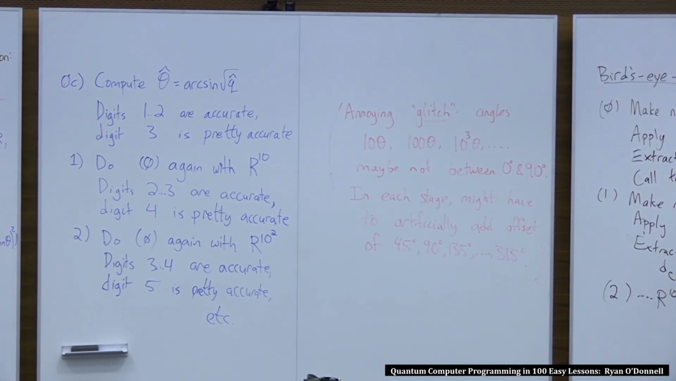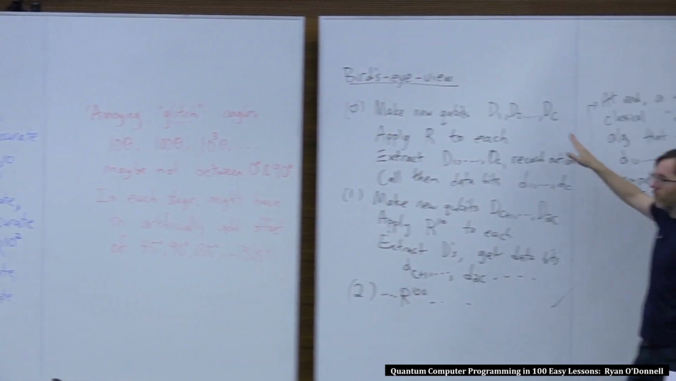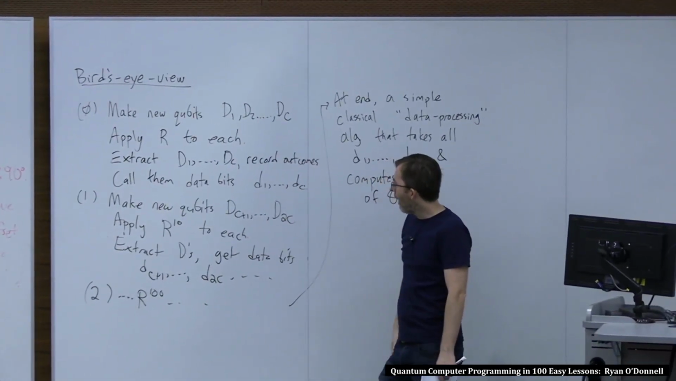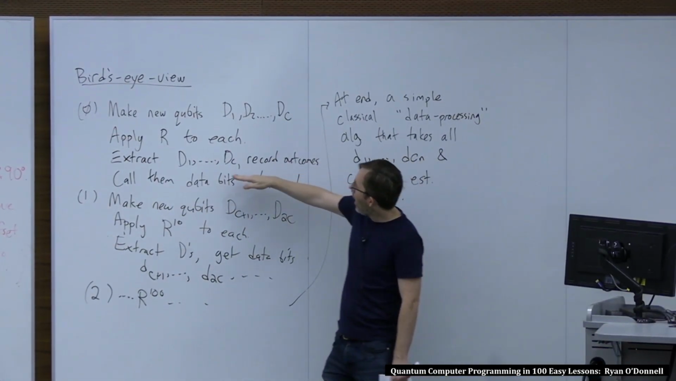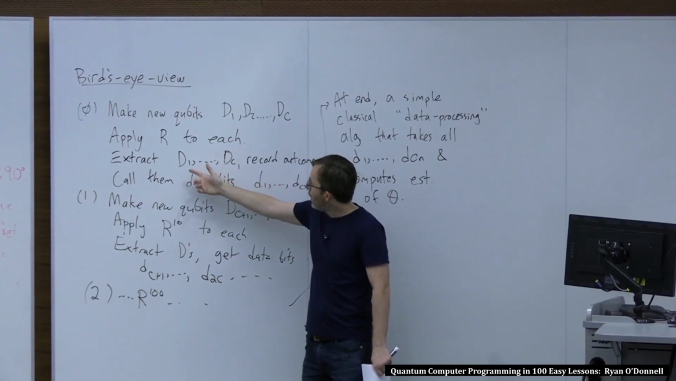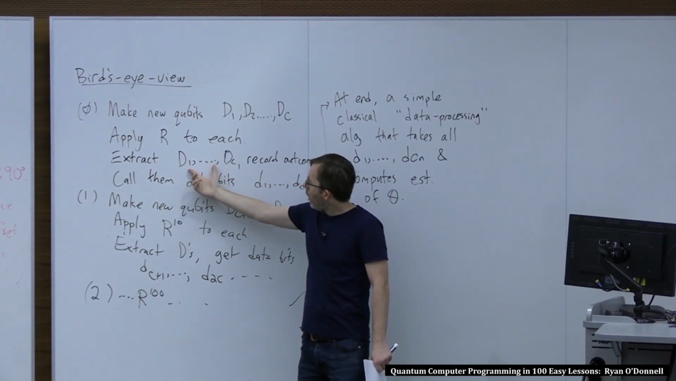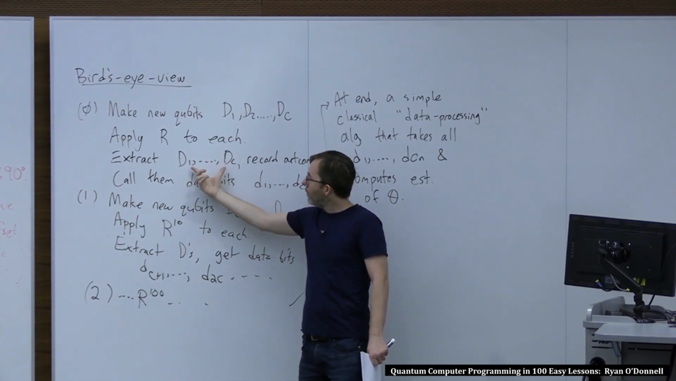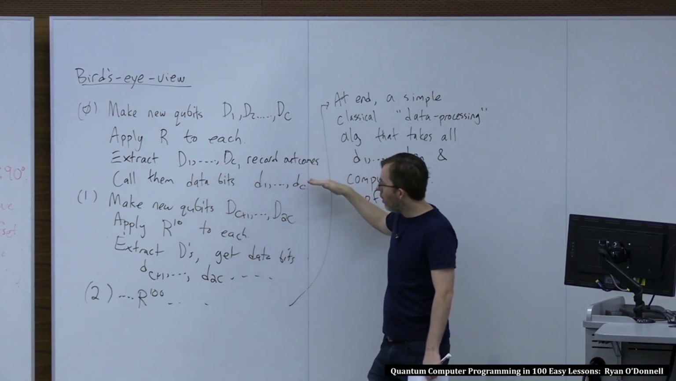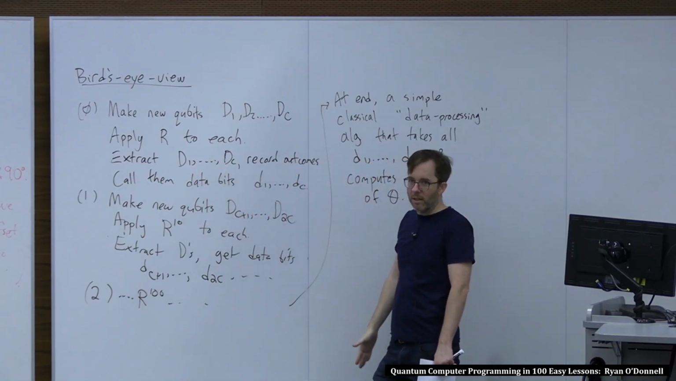Now I want to even look at this and reorganize it further. So here we make a bunch of qubits, we make some more qubits, we make some more qubits. We could make all those qubits right at the very beginning, like all c times n qubits. And then notice that we never touch these qubits again after we extract them. So we could also do all the extracts at the end.